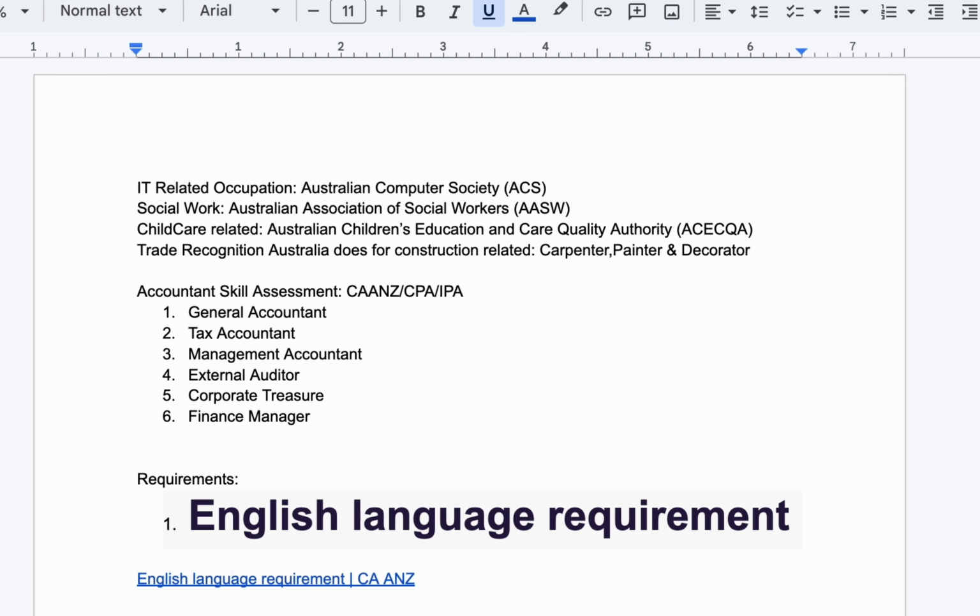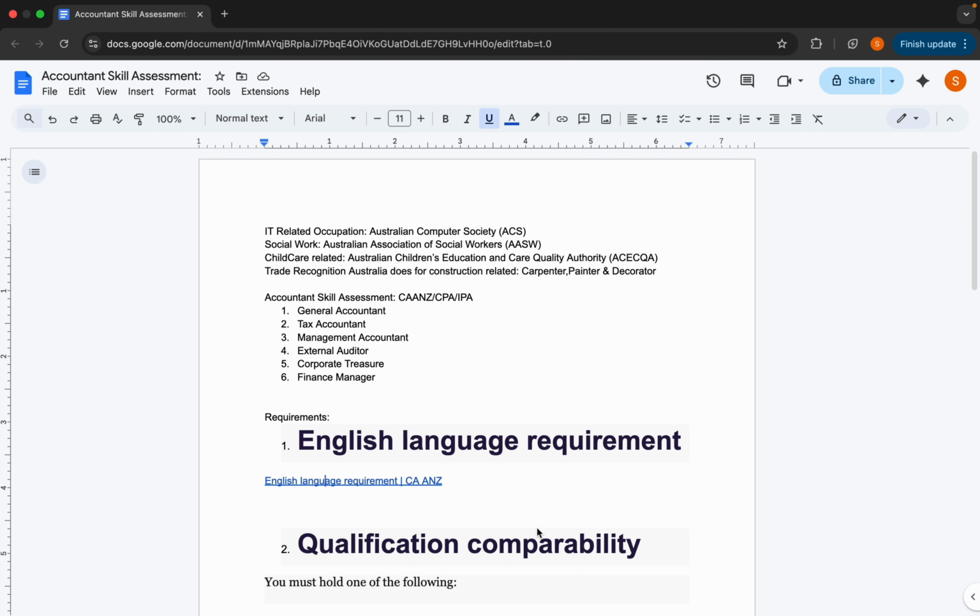Different occupations have their own skill assessment body. For IT it's ACS, for social work it's AASW, the Australian Association of Social Workers, for child care it's the Australian Children's Education and Care Quality Authority. What I recommend, after watching this documentation part, is to go to your occupation's skill assessment body and check what additional documents you need.